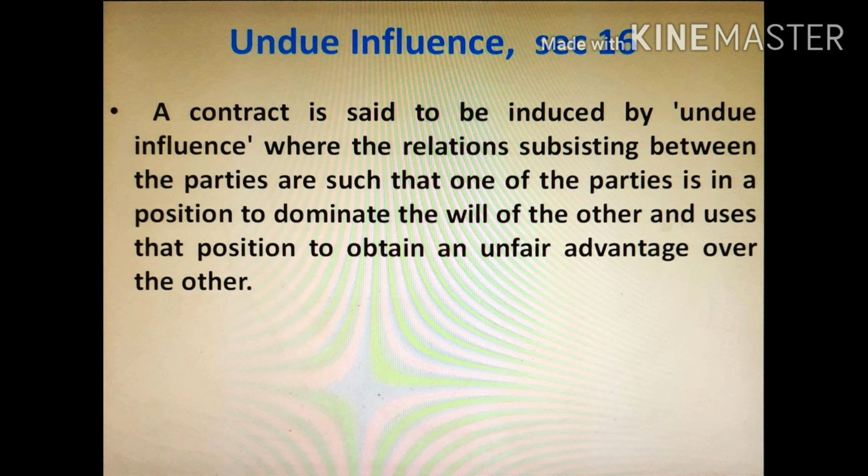Right? Let us repeat the definition once. According to Section 16, a contract is said to be induced by undue influence where the relations subsisting between the parties are such that one of the parties is in a position to dominate the will of the other and uses that position to obtain an unfair advantage over the other. Now you are clear with coercion and undue influence? Let us now make a march towards understanding what is fraud.